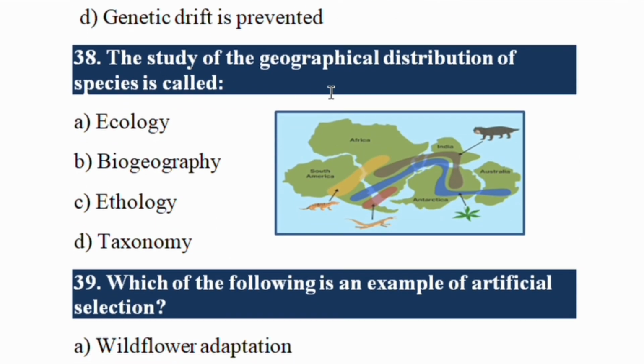The study of geographical distribution of a species is called ecology, beta is biogeography, Charlie is ethology, delta is taxonomy. So the right option is biogeography.